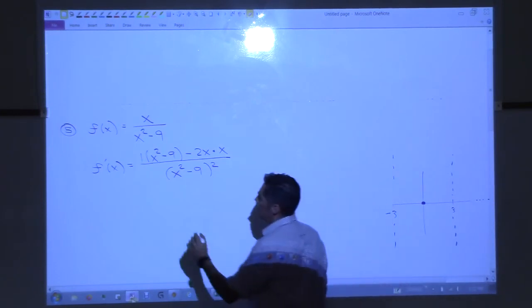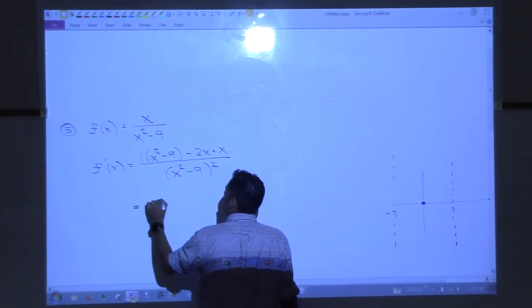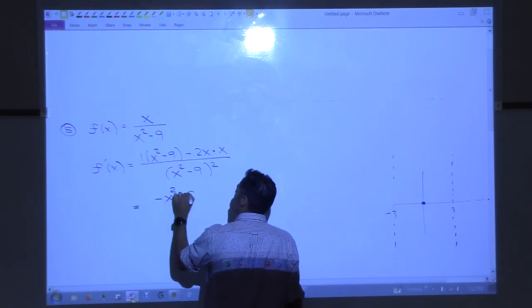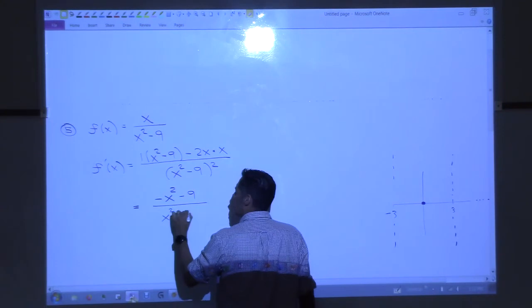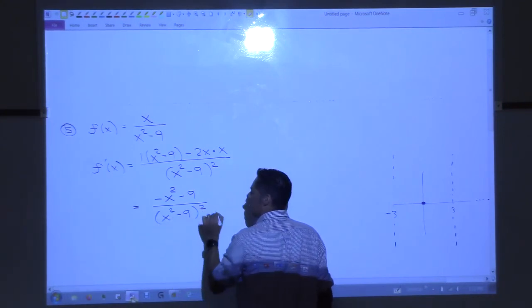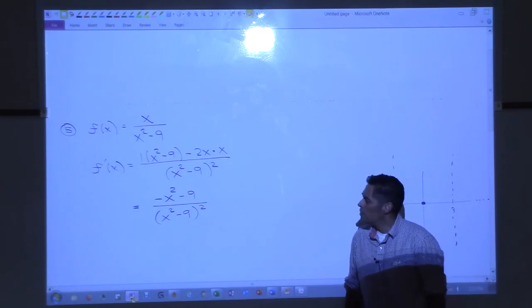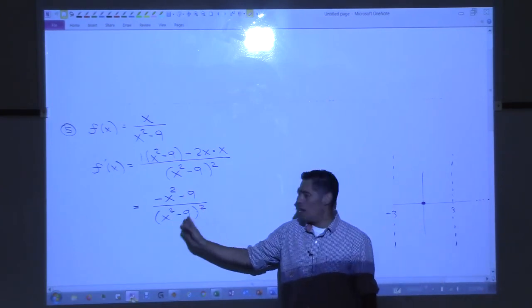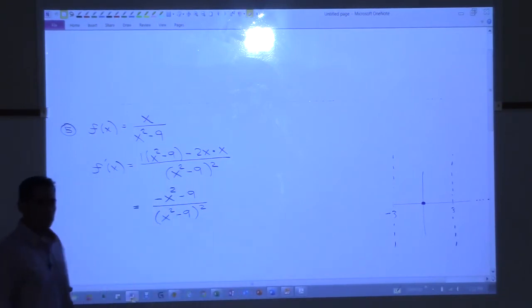So let's clean it up first. I think we get negative x squared minus 9 on top. And on the bottom we get x squared minus 9, that quantity squared. Right? Nothing cancels here, right? These are not like factors. So that's our first derivative, right?